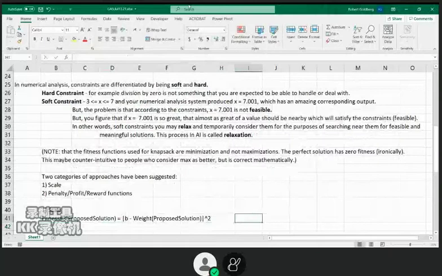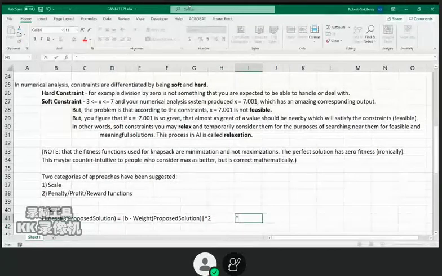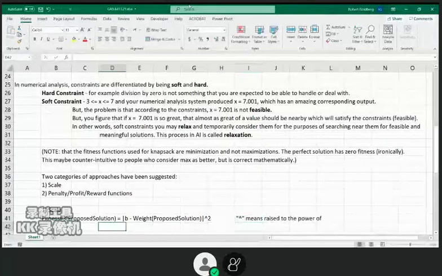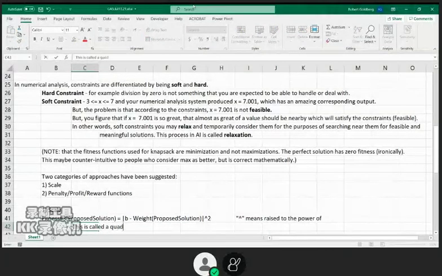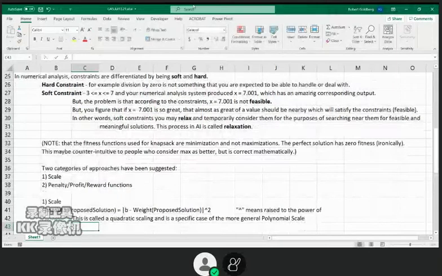Raised to the, I think we've mentioned this before, when we talked about constants versus variables, it means raised to the power of. Okay, this is called a quadratic scaling. Quadratic means raised to the power of 2. It is a specific case of the more general polynomial scaling, which can have any function, but also can be raised to any power. All right.